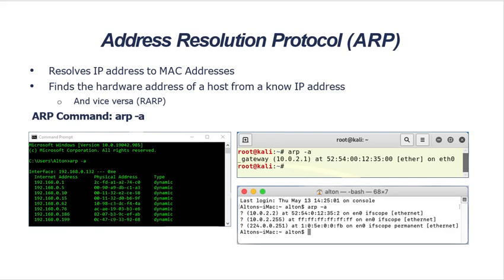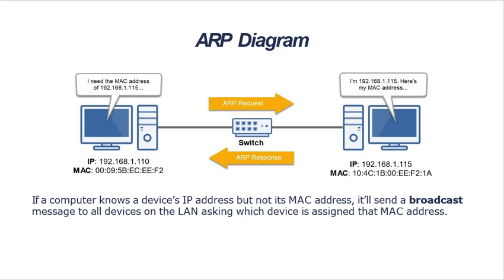So let's walk through a very simple example of why we would need ARP. Let's say that we have system number 1, and system 1 wants to communicate with system number 2. And we'll say that system number 1 is new to the network. So system number 1 knows system number 2's IP address, but it doesn't know system number 2's MAC address. So what does it need to do? It needs to send an ARP request.